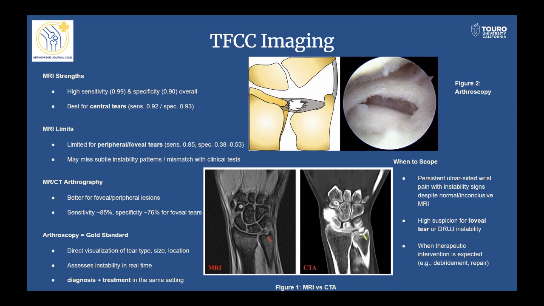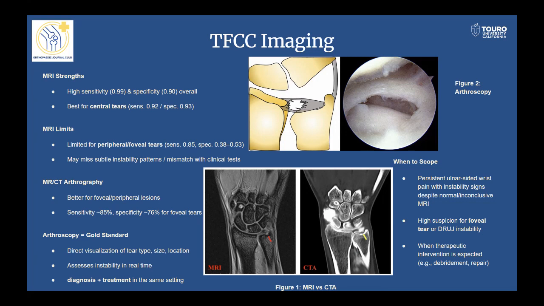The problem is that MRI isn't reliable for foveal or peripheral tears, which are exactly the ones that can cause that instability at the DRUJ. And sensitivity can drop to around 85% or even lower in some studies. So MRI can't really show dynamic instability. A patient can have a normal MRI but still have a clinically significant tear.